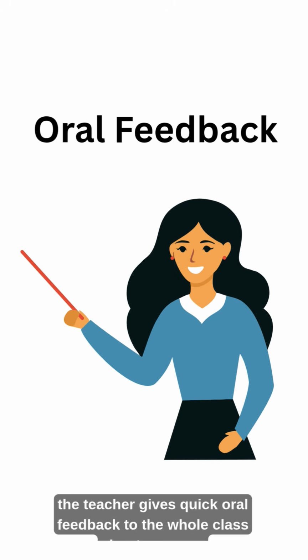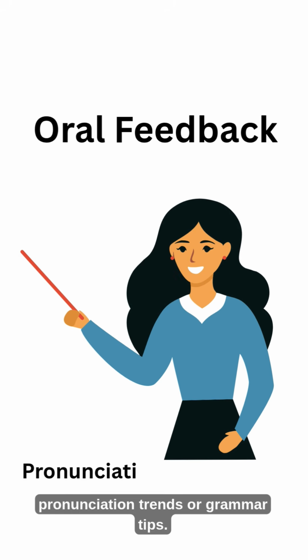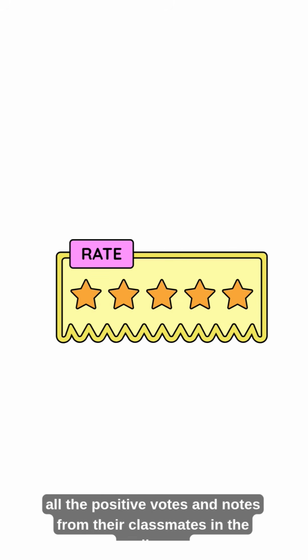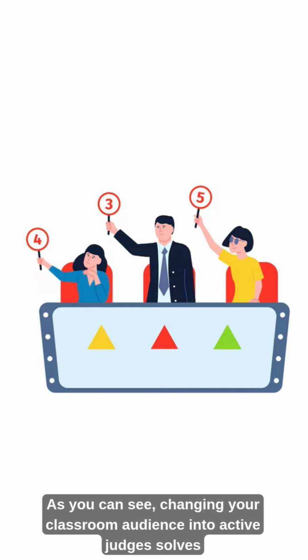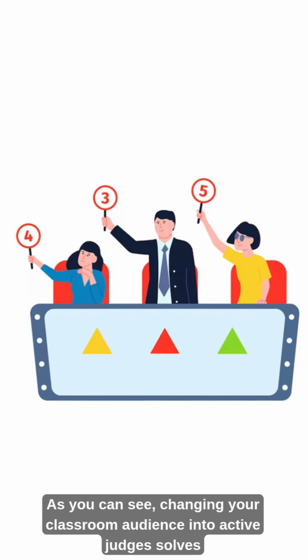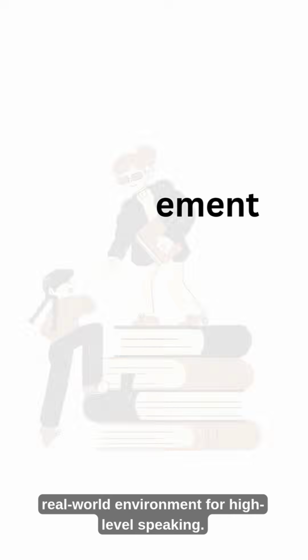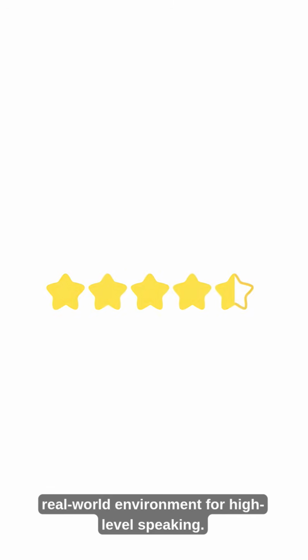First, the teacher gives quick oral feedback to the whole class about common pronunciation trends or grammar tips. Later, the debaters get their rubric sheets back. Along with the teacher's grade, they receive a nice summary of all the positive votes and notes from their classmates in the audience. As you can see, changing your classroom audience into active judges solves the problem of class control and creates a supportive, real-world environment for high-level speaking.